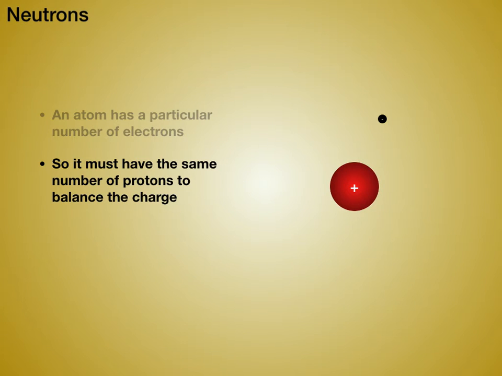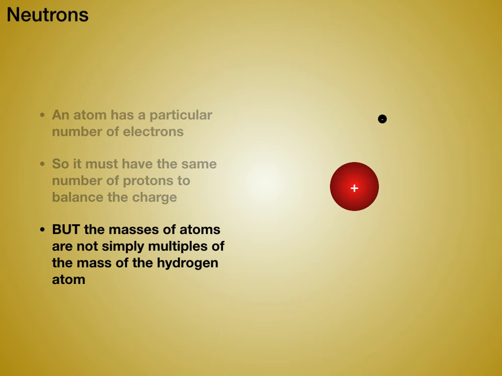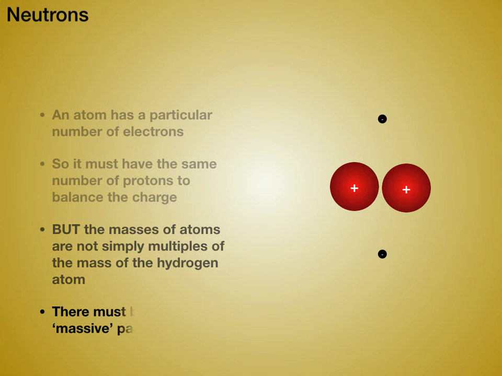The thing is, though, that the masses of atoms show that there must be something else. Take a helium atom, for example. It has 2 electrons and therefore 2 protons. But the mass of a helium atom isn't twice as big as that of a hydrogen. It's 4 times heavier than that of a hydrogen atom. It's almost as if there must be extra protons, but there can't be. But there must be other massive particles.